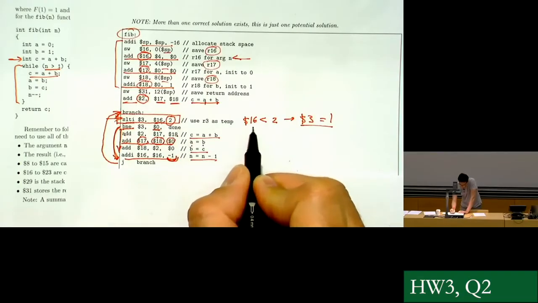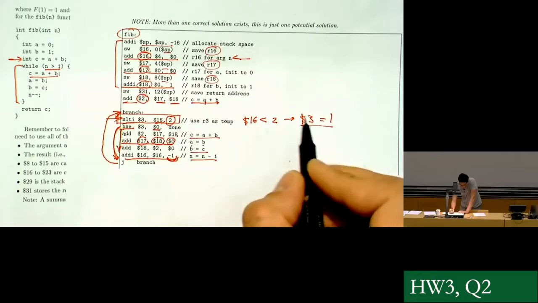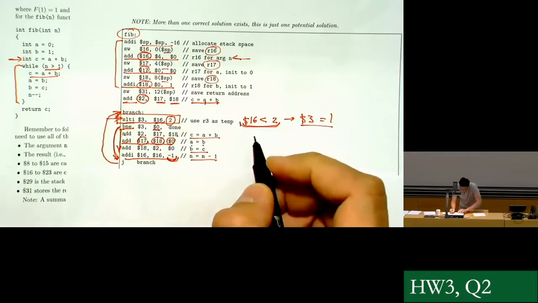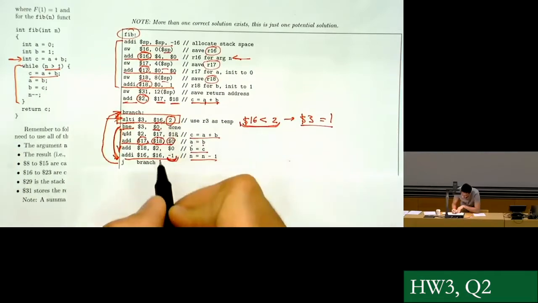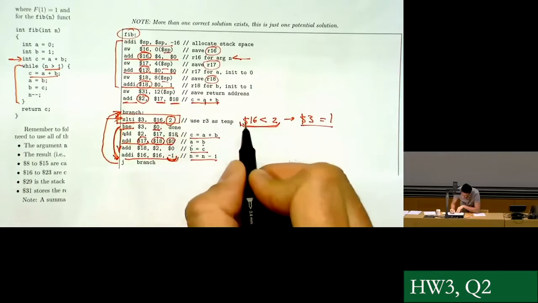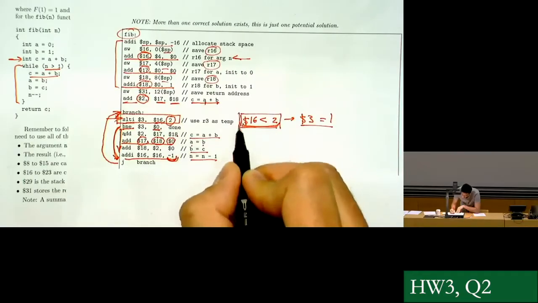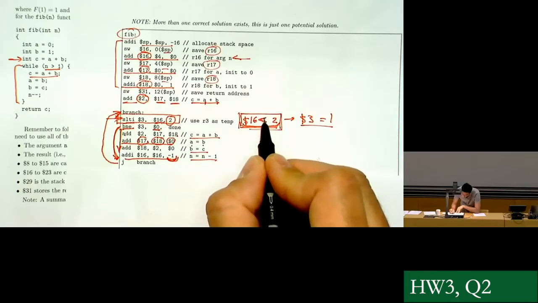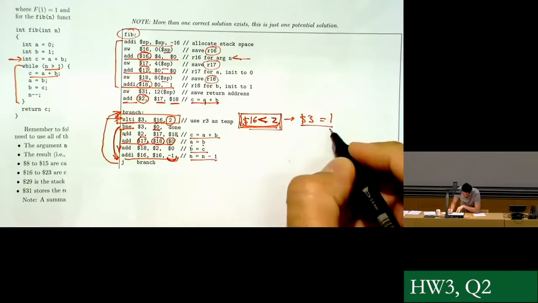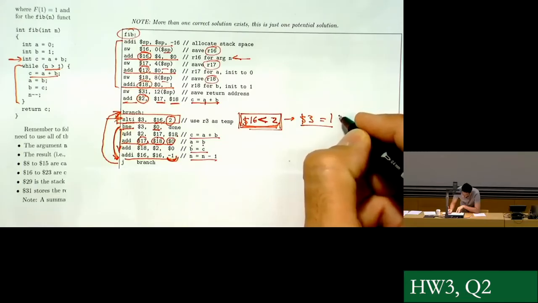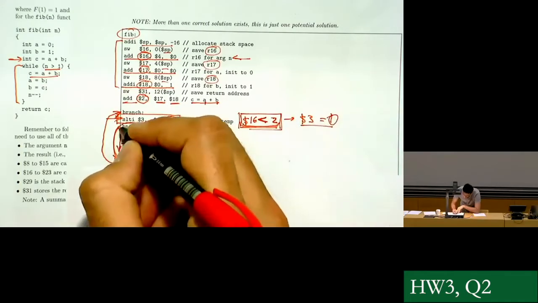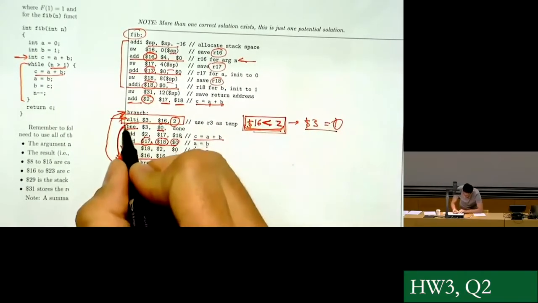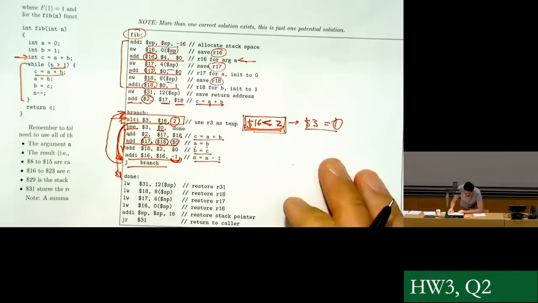When 16 contains n, when 16 is lower than 2, then this will be 0, and then here we will take the branch and we will jump until down here, and we will finish the loop.